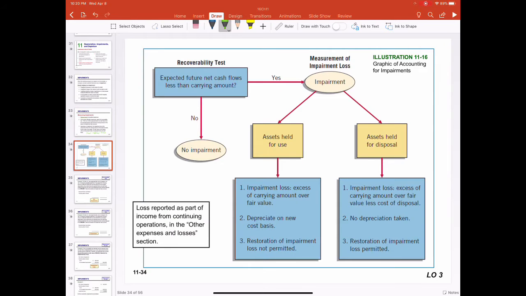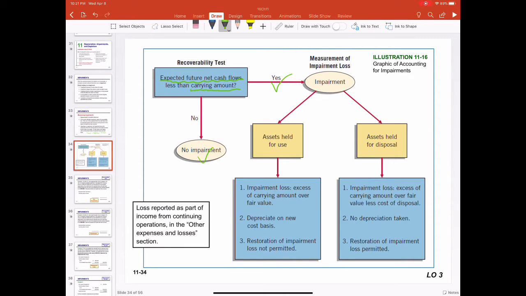This chart shows the procedures for impairment. The first step is to compare the book value, also called carrying amount, with the sum of the expected future cash flow from this asset. If the book value is greater than the future cash flow, the asset should be impaired. Otherwise, no impairment. The next step is the amount. Depending on the purpose of the asset, the amount may be different.